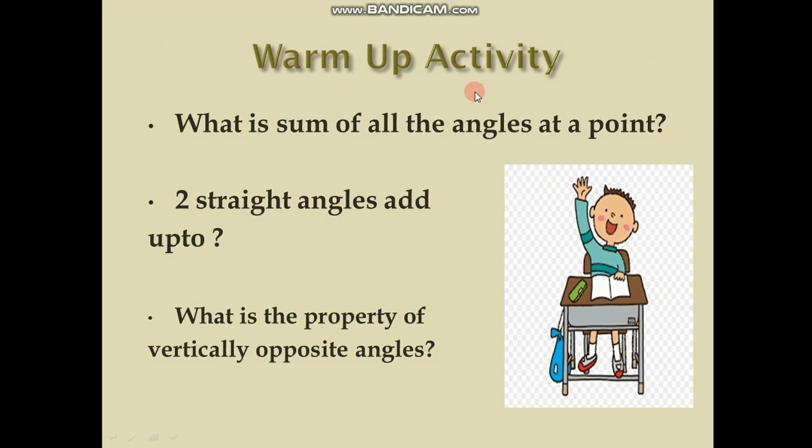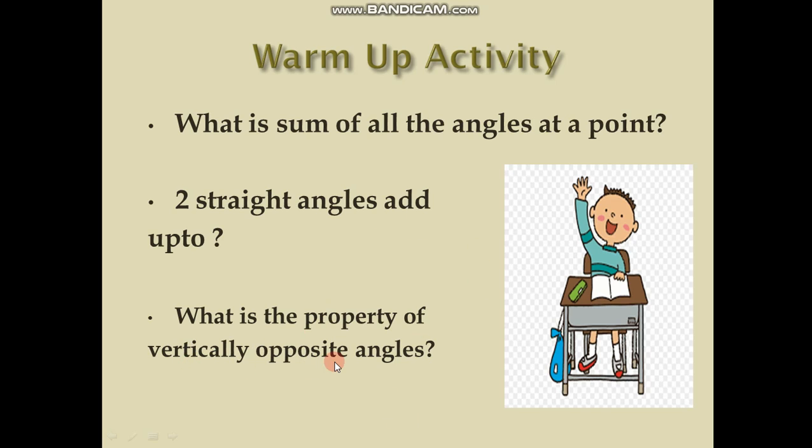Now here is some warm-up activity. What is the sum of all the angles at a point? From the word at a point, you must get it quickly that at a point means all around a point. So the sum of angles at a point is equal to 360 degrees. Two straight angles add up to, a straight angle is equal to 180 degrees. So two straight angles means 180 degrees plus 180 degrees is equal to 360 degrees.